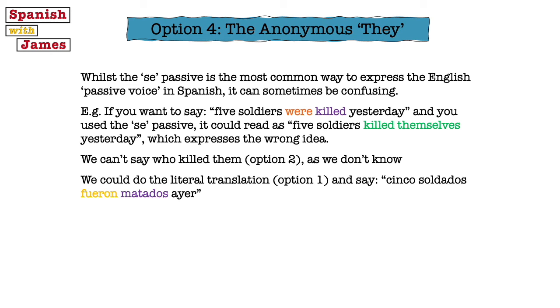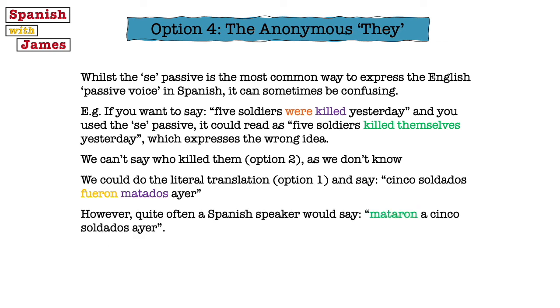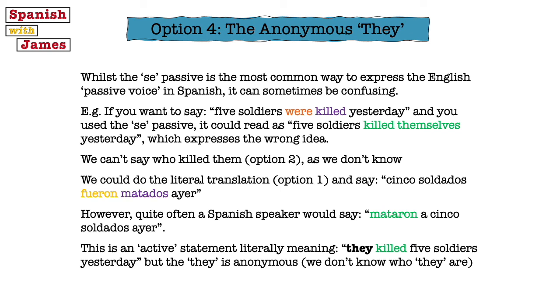Because it's plural, soldados, we'll use the plural of the verb, fueron, and the plural word for killed, the past participle, matados. That would be fine, and quite possibly you could read that exact statement in a Spanish or Latin American newspaper. However, quite often in spoken Spanish, a Spanish speaker might say something like "mataron a 5 soldados ayer." Now literally, this is an active statement that means they killed 5 soldiers yesterday. But the they is anonymous. We don't know who they are.